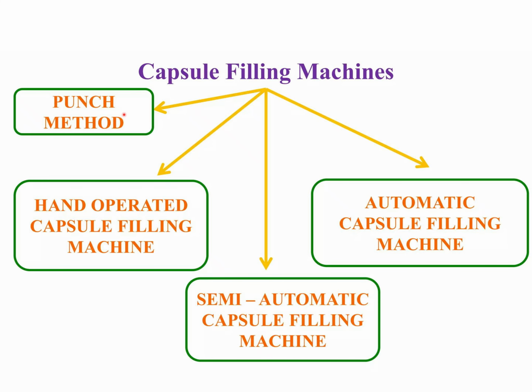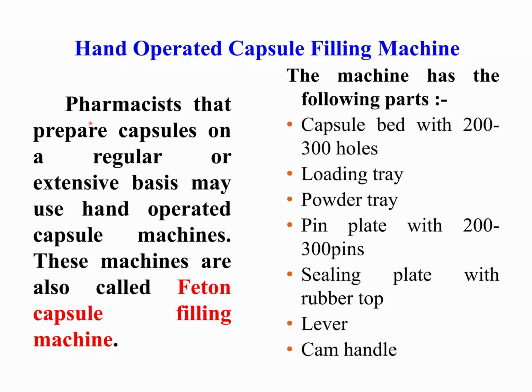So there are different types of capsule machine: punch method, hand operated capsule filling machine, semi-automatic capsule filling machine, automatic capsule filling machine. We'll discuss about hand operated machine which is available in our lab. Pharmacists that prepare capsule on a regular or extensive basis may use hand operated capsule machines. These machines are also called Feton capsule filling machine.